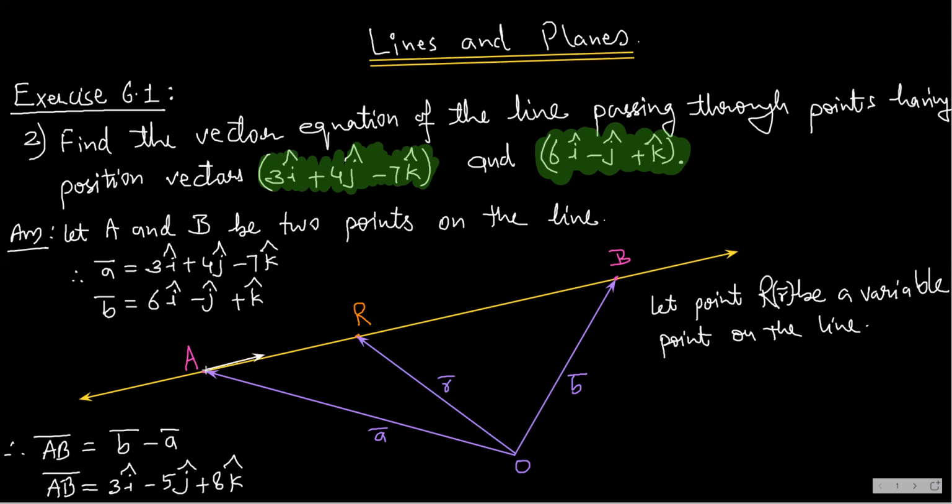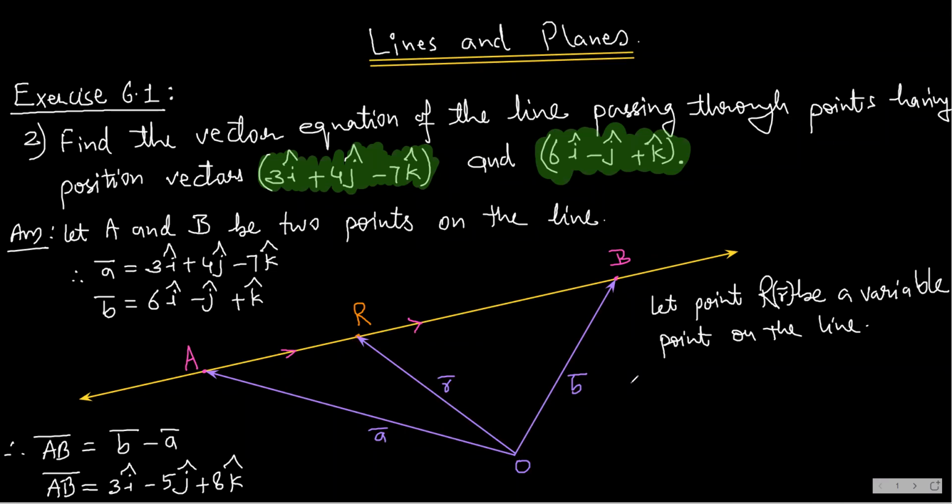Number one, AB bar, and number two, AR bar. These two vectors. You check the two vectors, AB bar and AR bar. They are collinear to each other. Vector AB bar and vector AR bar are collinear to each other. You all have to agree to it, right? AB bar and AR bar, these two vectors are collinear to each other.